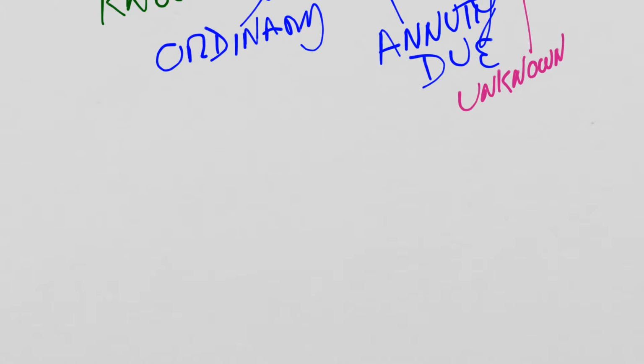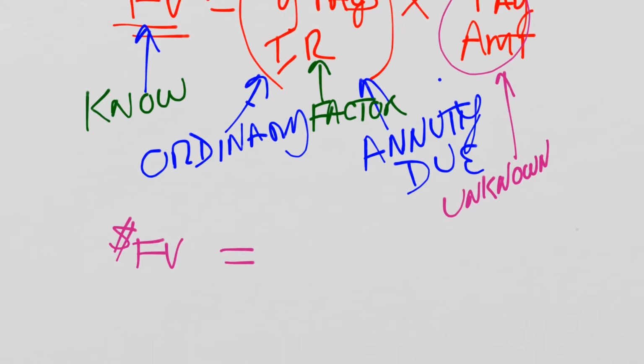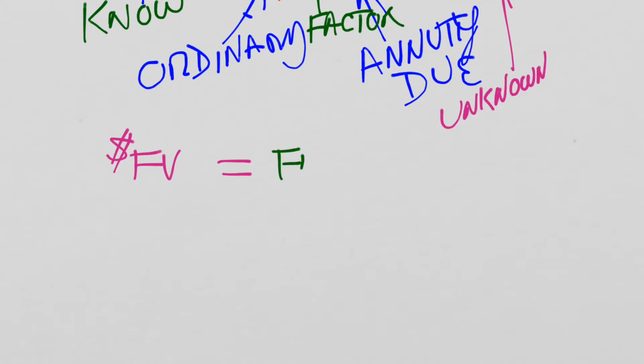The future value becomes known, so now we have a dollar amount for that, for the future value, equals, and we'll call this whole thing, this whole contraption, the factor. Of course, you can see what the factor is made up of. It's made up of the number of pays and the interest rate. But for here, we'll call it the factor times, and now we'll call this y, the unknown, which is the amount of pays per period.